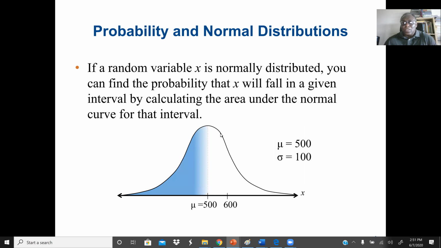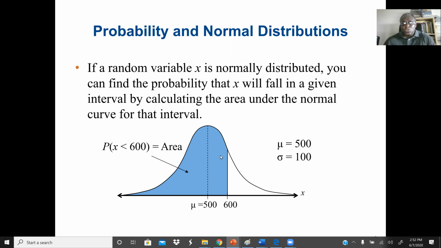So what we mean is that, for example, we have a variable X that is normally distributed, and they gave us the mean to be 500, and we have the value 600. Our goal here is to find the probability that X will be less than 600. Also, the standard deviation is given. So if we want to find the probability that X is less than 600, we know the mean of the distributed data, and we also know the standard deviation.